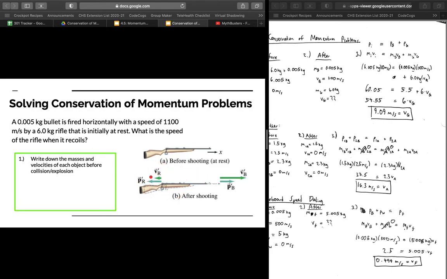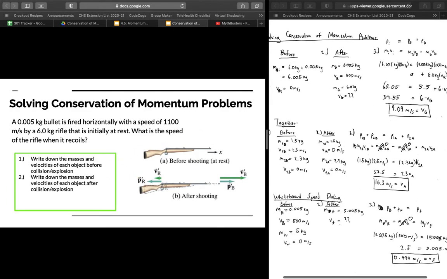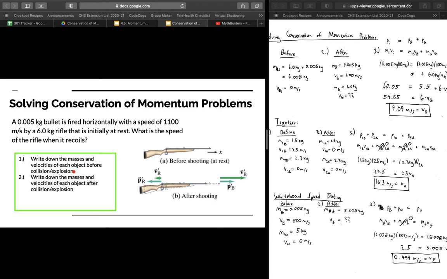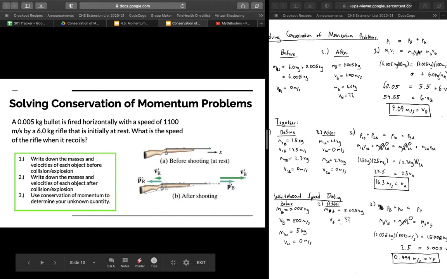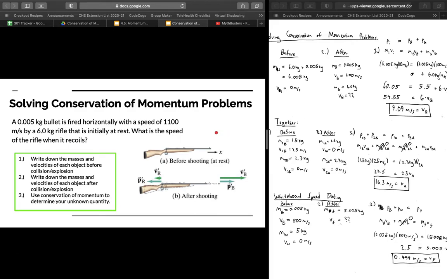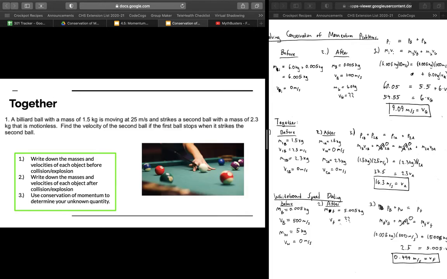And if you've ever noticed a gun recoil before, this is an application of conservation of momentum and Newton's third law, okay? So again, to reiterate our steps, and I forgot to go through the other two steps, we write down the masses and velocities of each object before collision/explosion. We write down the mass and velocities of each object after collision/explosion, which is step 2. And then you use conservation of momentum to determine our unknown quantity. So again, very similar to steps that we use for conservation of energy problems. So let's take a look at one more example here before we do a check for understanding. So let's say we have a billiard ball with a mass of 1.5 kilograms that is moving at 25 meters per second and strikes a second ball with a mass of 2.3 kilograms that is motionless.